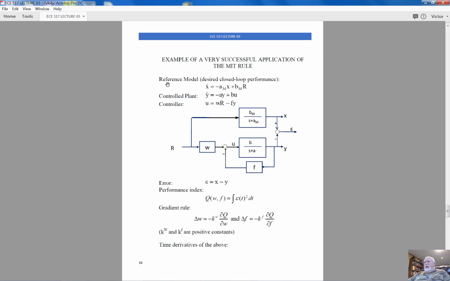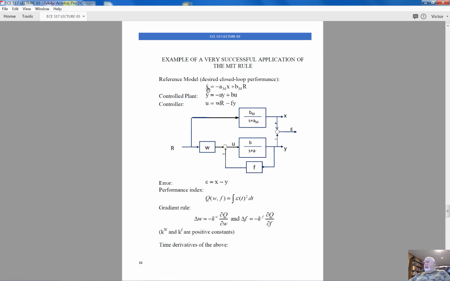Now, look what I have. I have a reference model. And this reference model is a desired closed-loop system transfer function. I am dealing here with a very simple first-order system. This is the differential equation for this system.